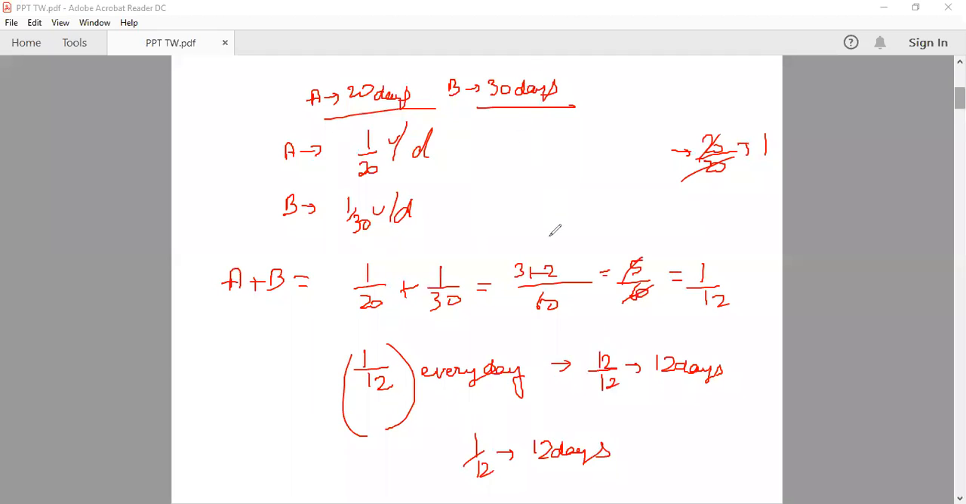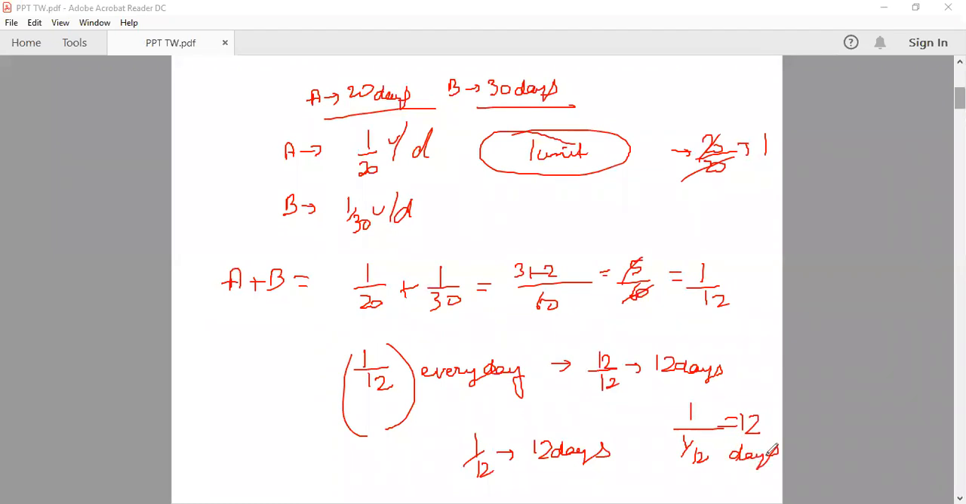See, it is very much like a unitary method only. The only difference being that here the total work is 1 unit. So when you say 1 by 12th of the unit is being done in one day and the total is 1 unit, then 1 divided by 1 by 12 gives you 12 days. So this is the basic reason why we reverse it.